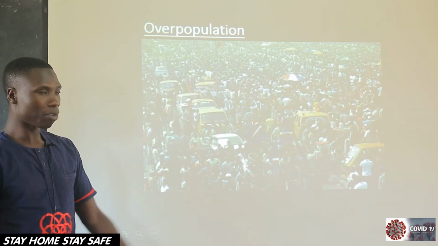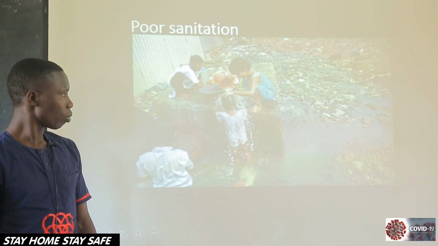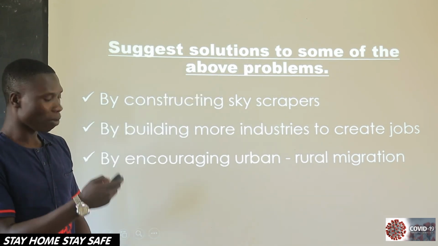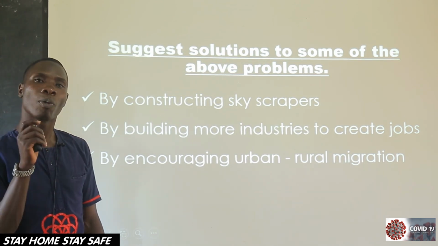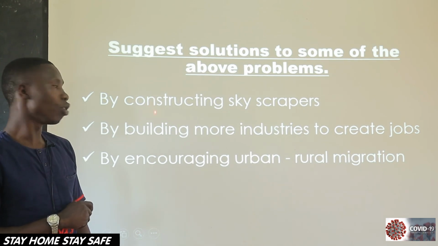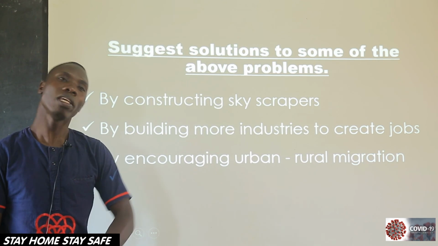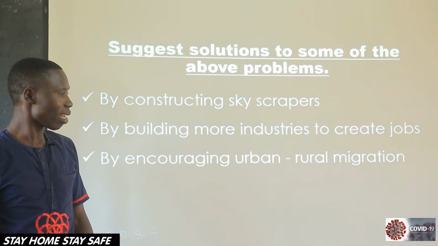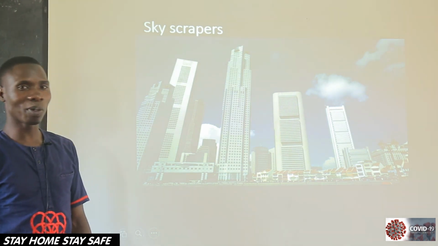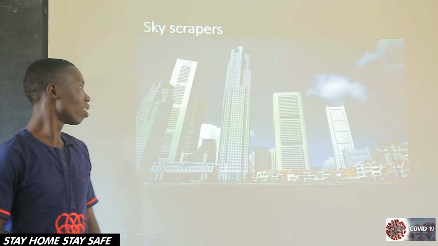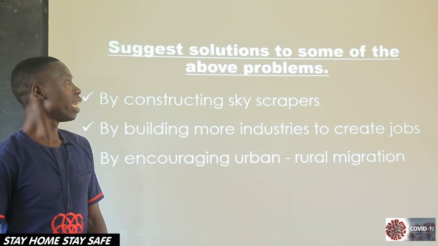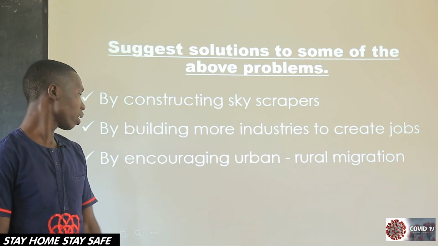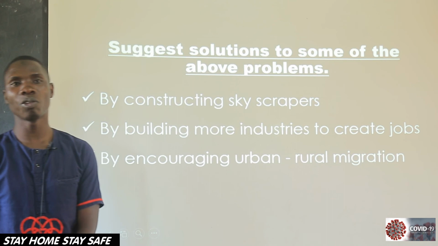Yes, now I have shown you this already. Also that, and now our lesson is about to come to an end. Now what can we do to solve some of the problems people in urban areas face? For example, high population and shortage of land. Shortage of land, what can we do? We can construct skyscrapers. Now instead of building bungalows around and you take a lot of space, we can construct skyscrapers. Some of you call them flats. These ones are the ones I'm talking about. Skyscrapers or storied buildings. We can also build more industries in rural areas. I mean, we can build more industries to create jobs for people. This will solve unemployment, and we can also encourage urban-rural migration to reduce overpopulation.